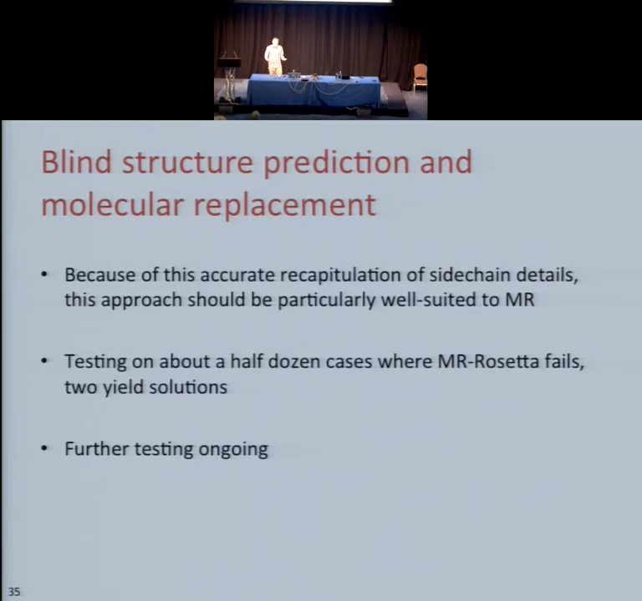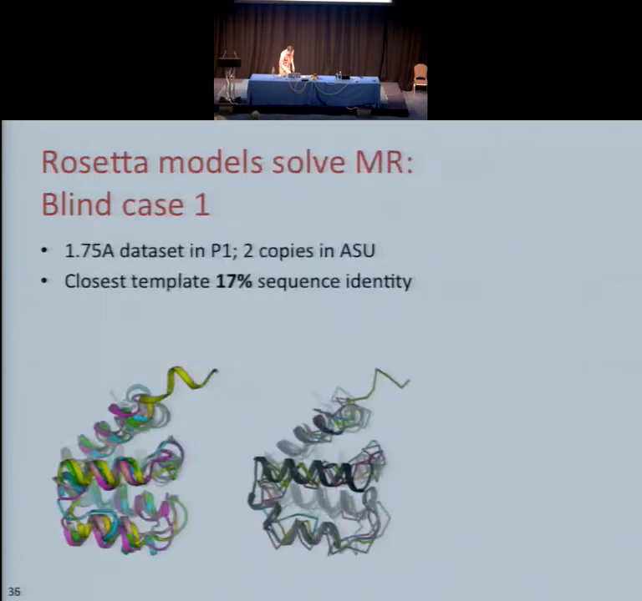Now, I've just informally tested this on about a half dozen cases. And these are all cases where I initially tried MR Rosetta and was unable to get a solution. And in fact, of these half dozen or so, two of them we were able to get solutions using this hybridized approach. And again, these were all cases where none of the templates were able to place the molecule correctly. And the first of these, you can see that again, this is starting to get to very distant sequence identity. So here we're about 17% sequence identity. The templates are all shown here. In black is the model that was able to phase the structure.